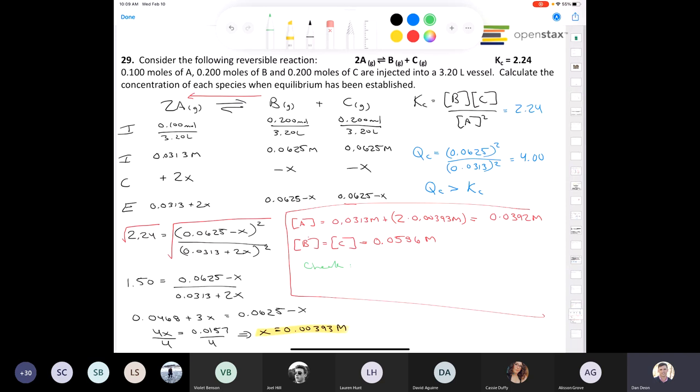0.0586 squared. So you take 0.0586 and you square that and you divide it by 0.0392 squared, divided by 0.0392 squared. And you end up with 2.23 is what I got. Close enough for jazz, right? There we go. Bada boom, bada bing.